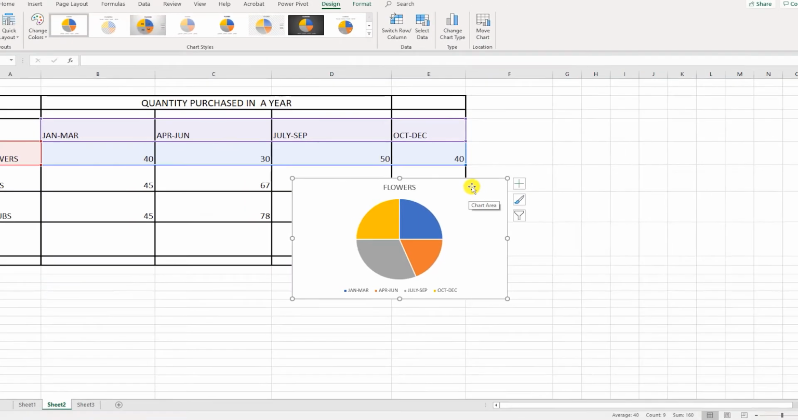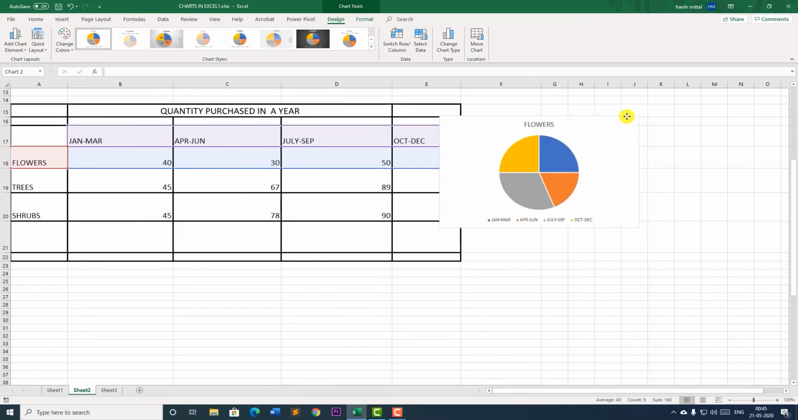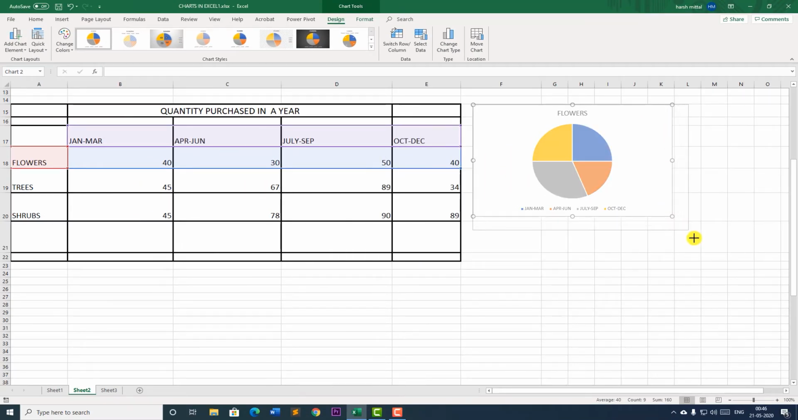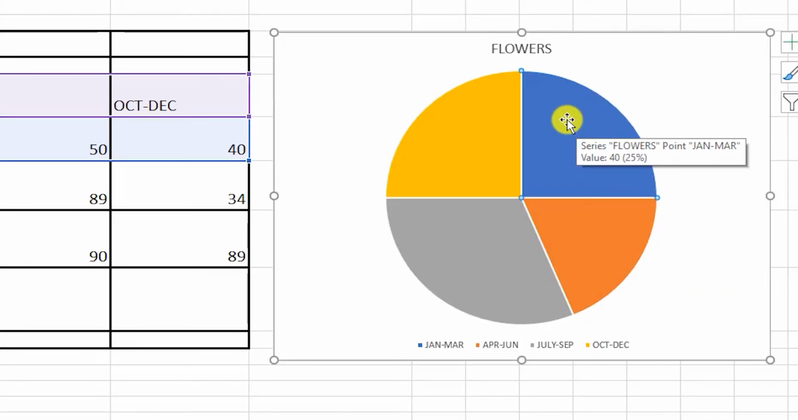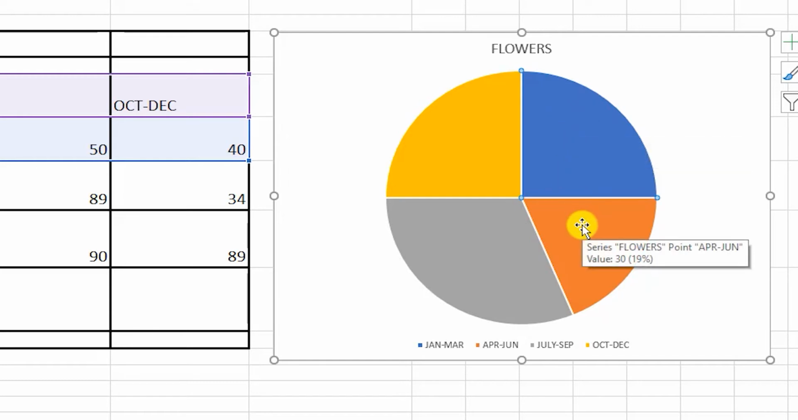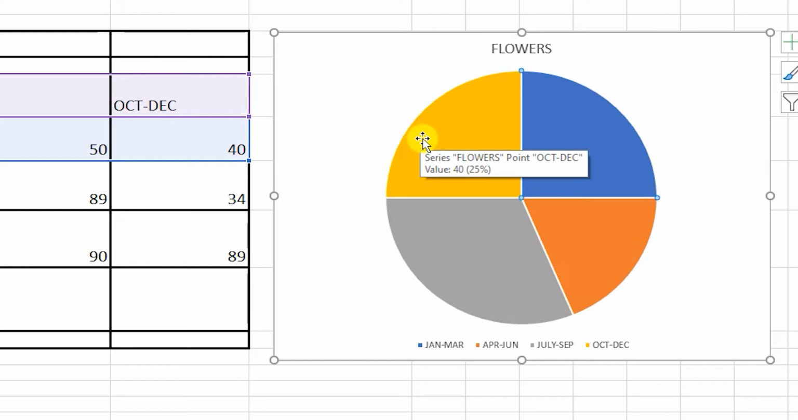When I point towards this chart, I'll drag this chart here. Alright, now when I point at the various slices, here it shows that January to March the value is 40 and it is 25% of the entire year's sale. So here we are getting a percentage. Similarly, if I go to April to June, the value is 30 but it is 19%. So here the percentages are depicted clearly.